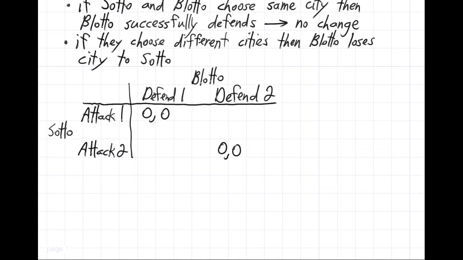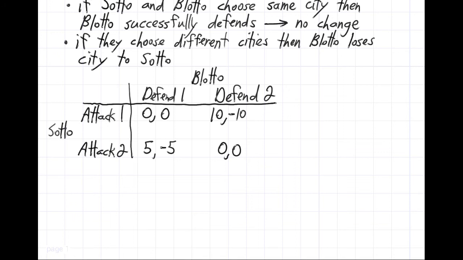as the other city, then maybe we can say that Sotto wins the city and gets, let's say, 10 points, whatever units we're talking about. And Blotto loses that city, so he loses 10 points. On the other hand, if Sotto successfully attacks City 2 and Blotto tries to defend City 1, then Sotto successfully gets City 2, but that's only worth half as much as City 1. So maybe it's only worth 5 points. And that would mean Blotto would lose 5 points. So here we've got a payoff matrix that represents what we've been talking about. The values 5 and 10 are arbitrary, but they are commonly used in literature, so I'll use them here.